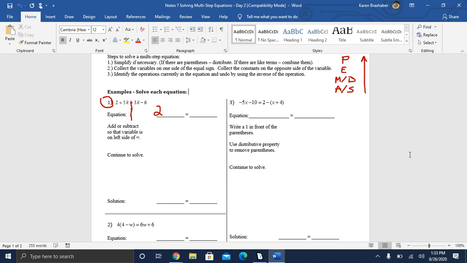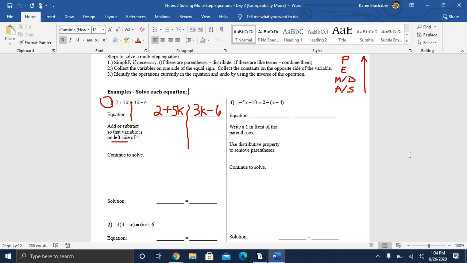We have 2 plus 5k is equal to 3k minus 6. I'm going to draw that separator in one more time. So it says first to add or subtract so that the variable is on the left side of the equal sign. Now, technically, it doesn't matter whether it's on the left side or not, but if I have a choice, I like to get that variable on the left-hand side.